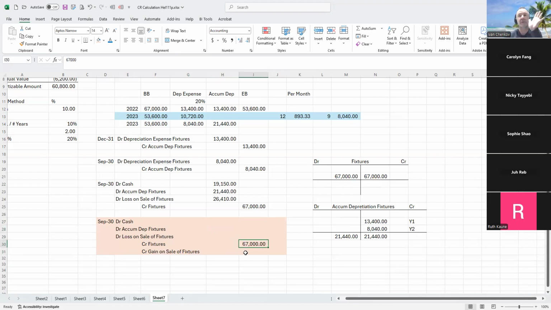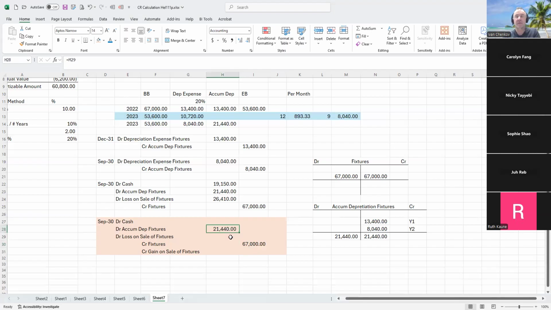So let's think about it. Whatever asset we sell, we don't have the asset anymore, correct? Once the asset is gone, what else is gone? Any accumulated depreciation related to that asset. So we have to get rid of that right away. There's no question about it. This amount is gone. So now, at this point, we already know where the difference is.